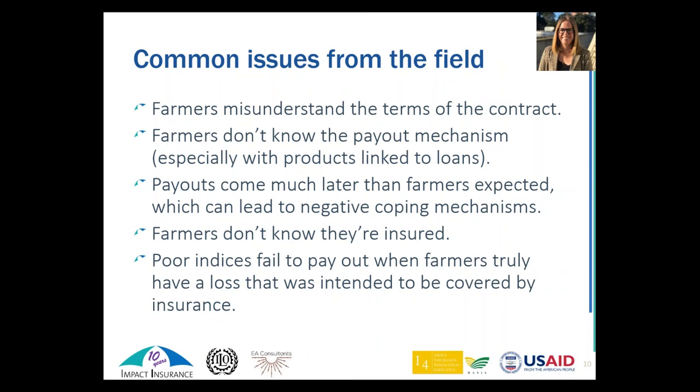And then the one that we find most essential, in terms of potentially making bad situations worse, is that poor indices fail to pay out when farmers have truly experienced a loss that was intended to be covered by the insurance. Next slide.